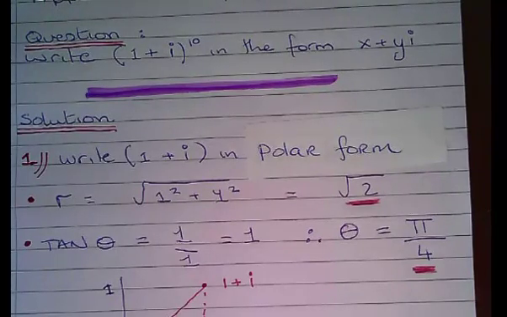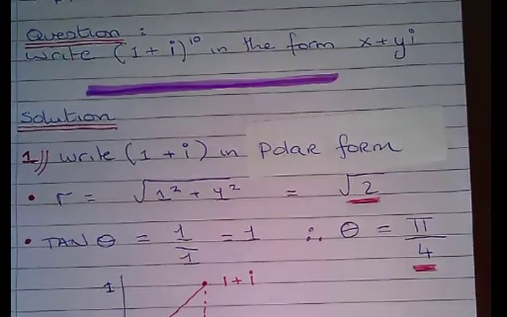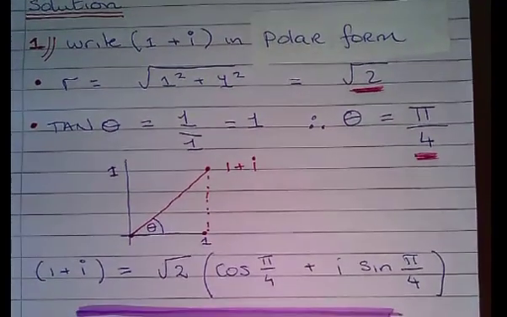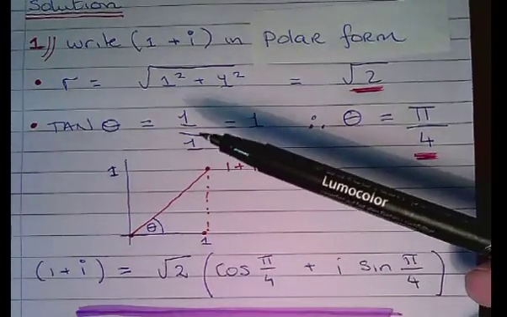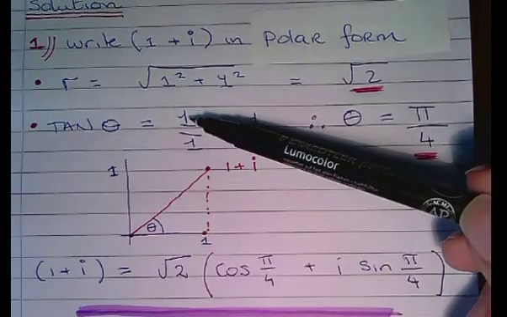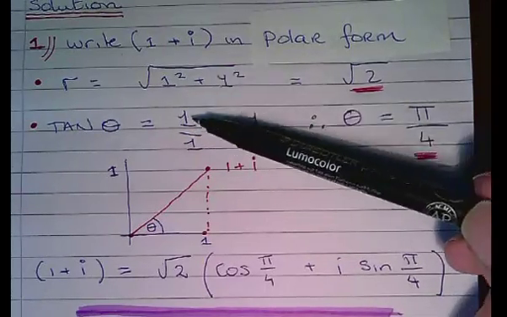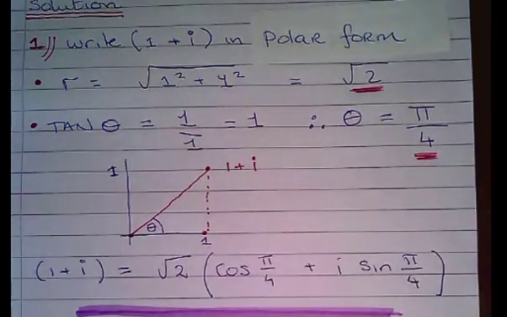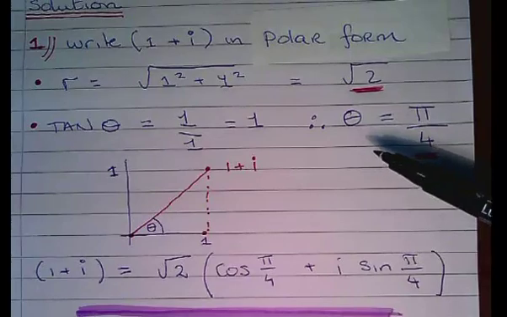Okay, so the next part is to calculate the argument, theta. It's 1 plus i again. So 1i over 1, the imaginary coefficient over the real coefficient, and that gives us 1. So tan theta is going to be equal to 1. Now what we have to do is check what theta would be in that case.